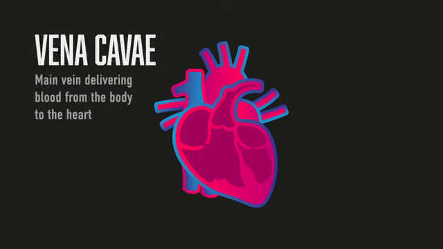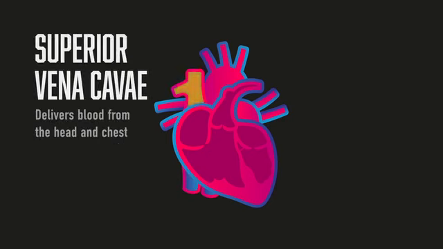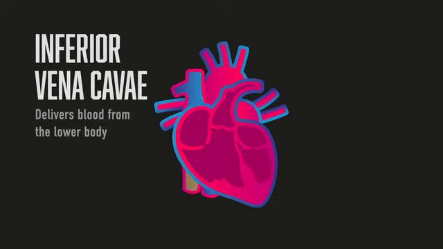The blood travels around the body, delivers its oxygen, picks up the carbon dioxide. Now this needs to be taken back to the heart. The vein that delivers the blood back to the heart is called the vena cava. The superior vena cava delivers the blood from the head and chest, while the inferior vena cava delivers the blood back to the heart from the lower body.